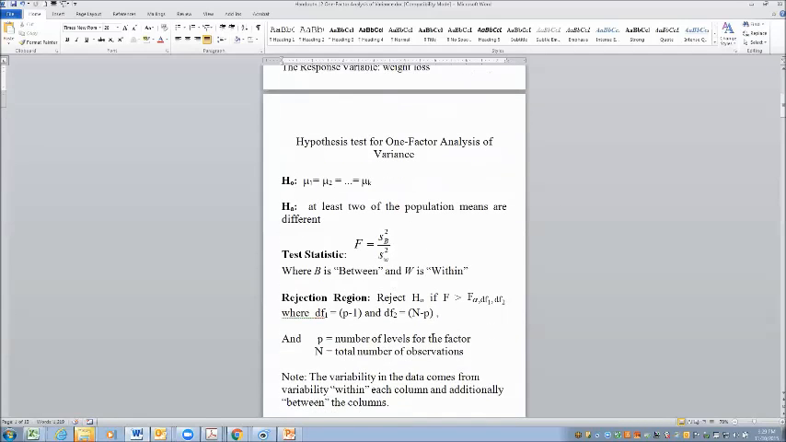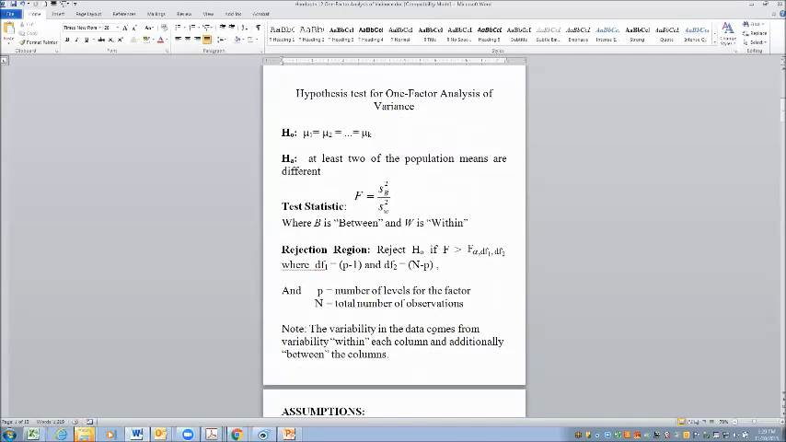So for an analysis of variance, we're assuming that we have equal means. That's always the null hypothesis here. It's still an equality statement. The alternative is that at least 2 of the population means are different. The test statistic that we're going to calculate is an F test statistic that goes with the F distribution.